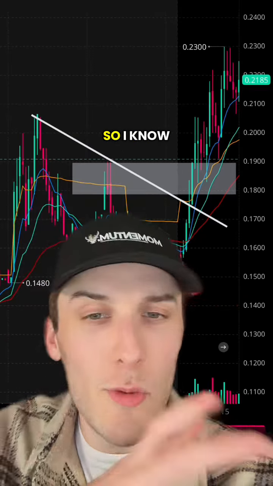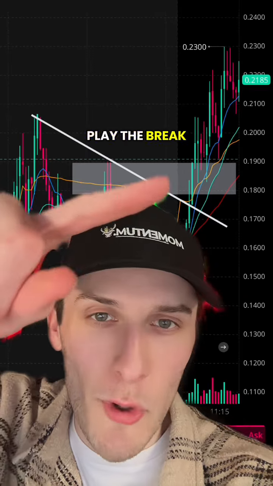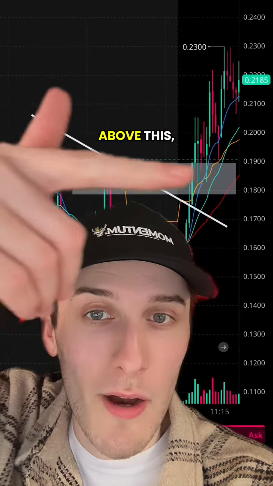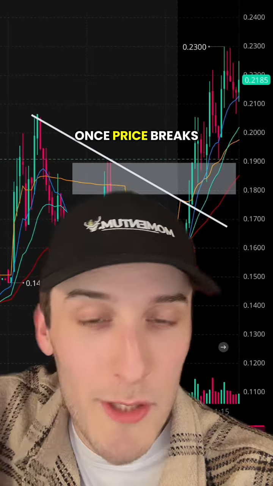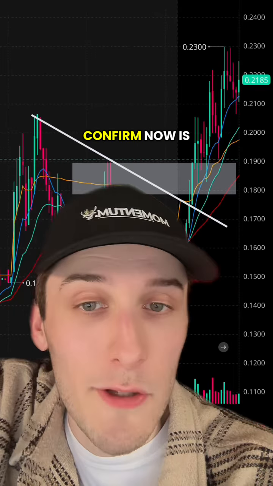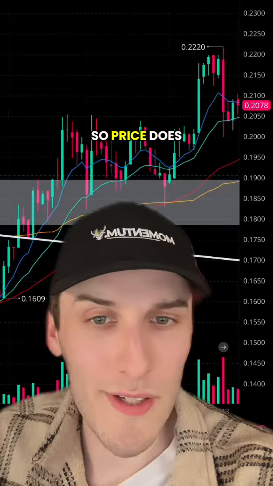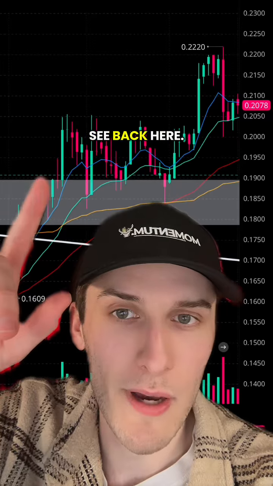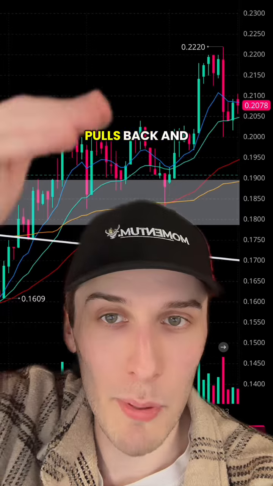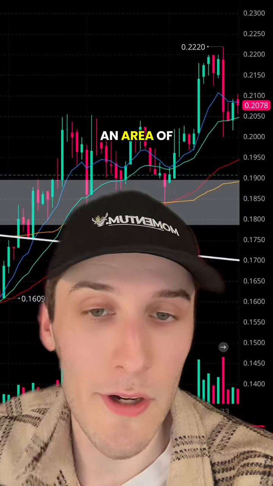an area of supply. So I know that if it does get breaking out, I can't just play the break of this wedge. I've got to actually wait for it to break above this past area of supply, because once price breaks above supply, it can then pull back and confirm now as an area of demand. So price does end up breaking out, as you can see back here, breaks out of this past area of supply, pulls back and confirms. Now it's an area of demand.